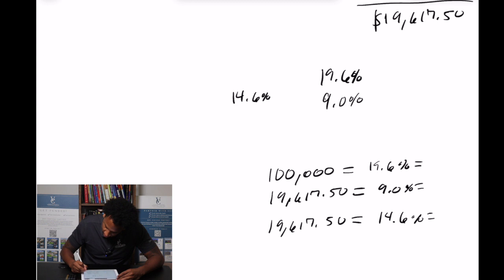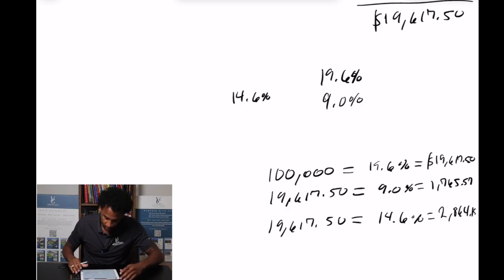So that's $19,617.50 times 0.09. We made $1,765.57. And then we made another 14% on the $19,617. So that's $2,864.15. All right, so let's add all of this up.